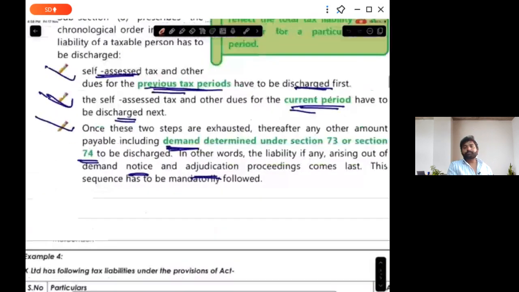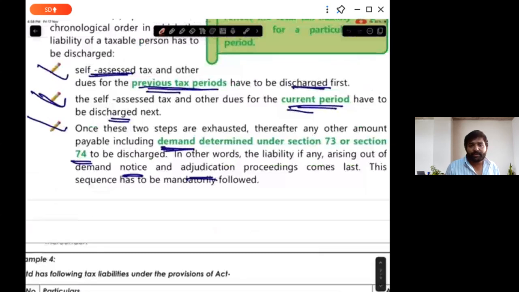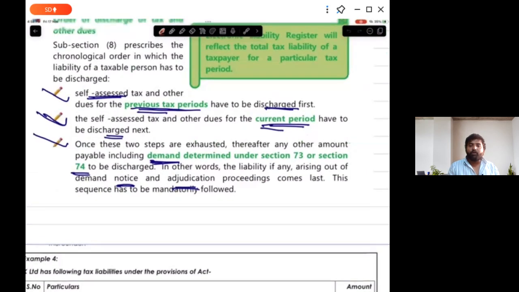एक और बात है सर, लाइबिलिटी लेजर में रैंकिंग कैसे होती है? This is very interesting to understand. अगर मान लीजिए मेरे पास बहुत सारी लाइबिलिटी है जो मुझे पे करनी है, so what I need to discharge first and then what I need to discharge second.